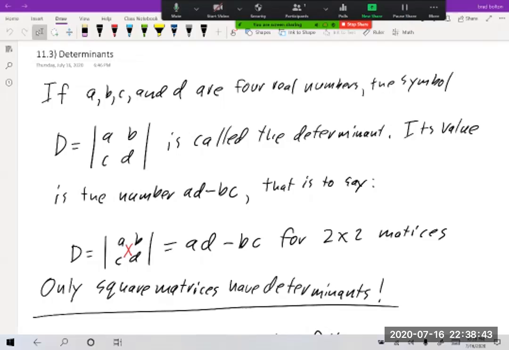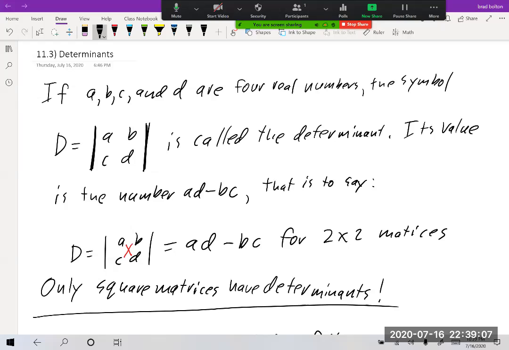So the book definition says if A, B, C, and D are four real numbers, the symbol D equals, now they use these kind of like straight up and down bars, look like absolute values. So it's not the little hooks that are on a regular matrix. This actually is a symbol that represents the determinant. This is called the determinant, and this is for a 2 by 2. There's also for 3 by 3 and 4 by 4.